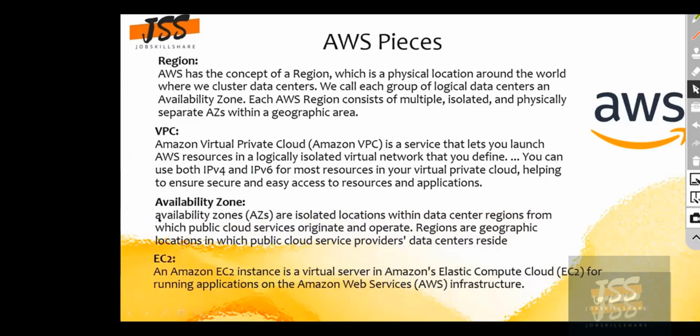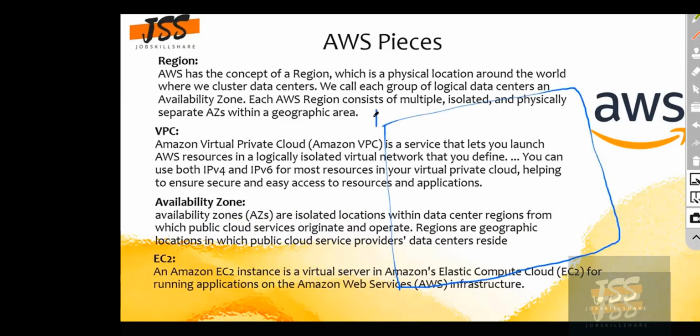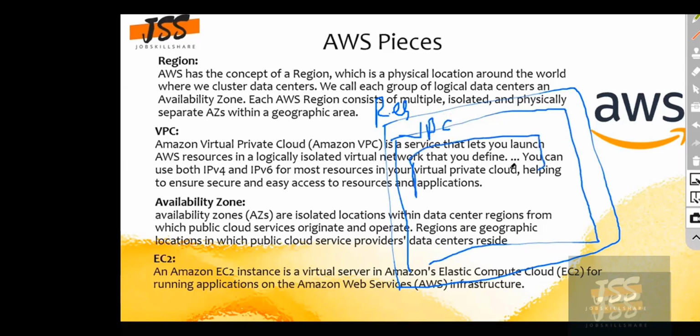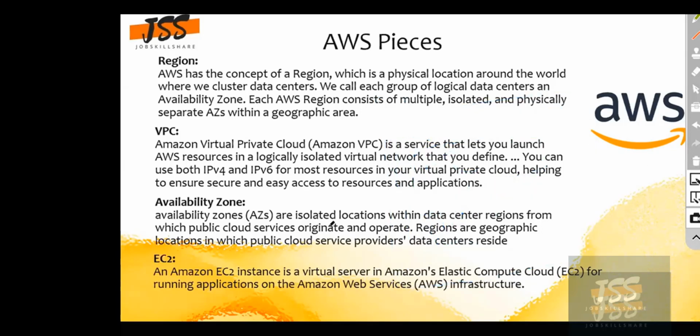Then we have availability zones and EC2. So basically, when we have the one main region, under the main region we have, let's say, one VPC. And then the VPC could have different availability zones, and these availability zones, like we have public zone or private zone. Okay, if I show you the definition, availability zones are isolated locations within the data center regions from which public cloud services originate and operate. Regions are geographic locations in which public cloud service providers' data centers reside. When I show you the next slide, you will get a clear picture of it.